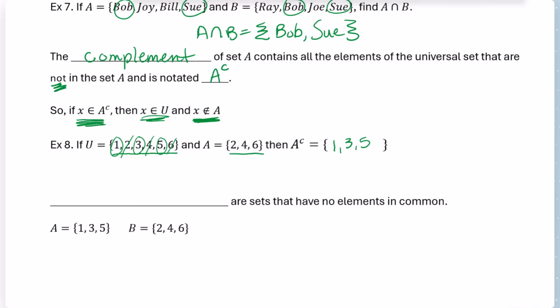Last definition here for this video, we're going to look at disjoint sets. Disjoint sets are sets that have no elements in common. They have nothing together. In other words, their intersection is empty. What does A being 1, 3, 5 and B being 2, 4, 6 have in common? Nothing. Their intersection would be the empty set or the null set.